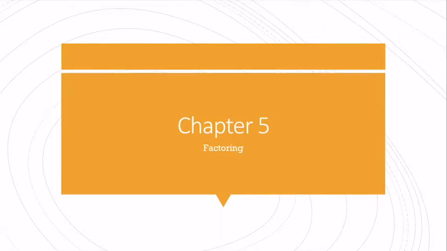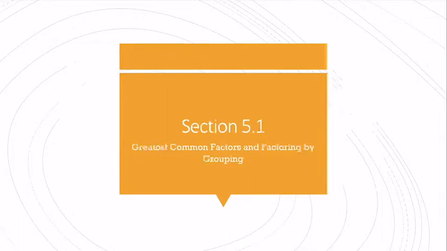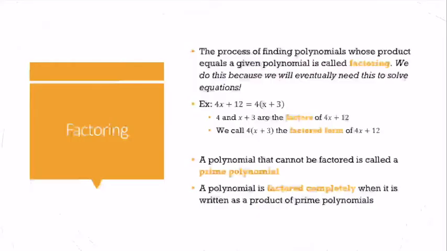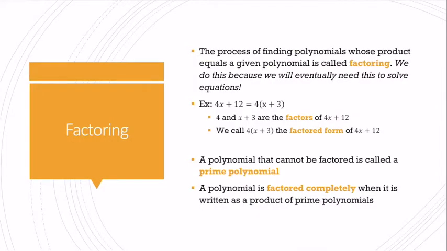Alright class, so the next chapter is all about factoring. Section 5.1 is about factoring out the greatest common factor and factoring by grouping. We're going to need to make sure that we are really strong in this skill set as we work towards factoring trinomials. The process of finding a polynomial whose product equals a given polynomial is called factoring.